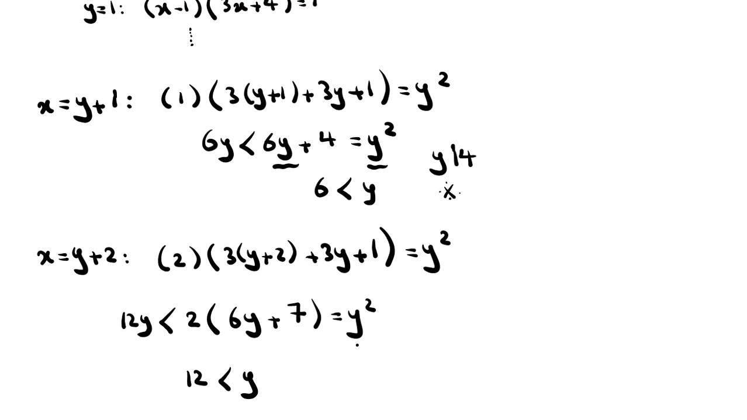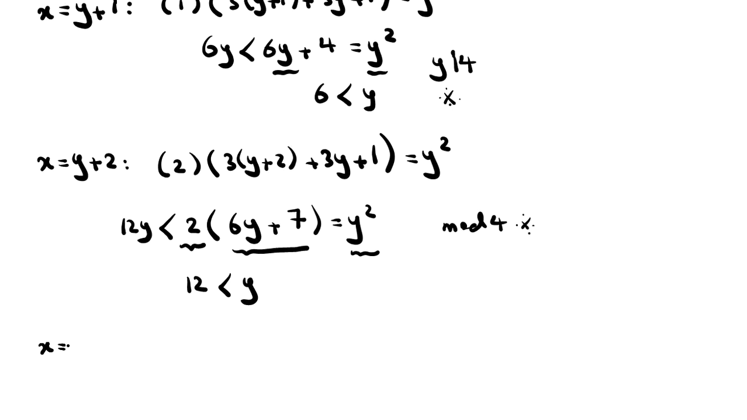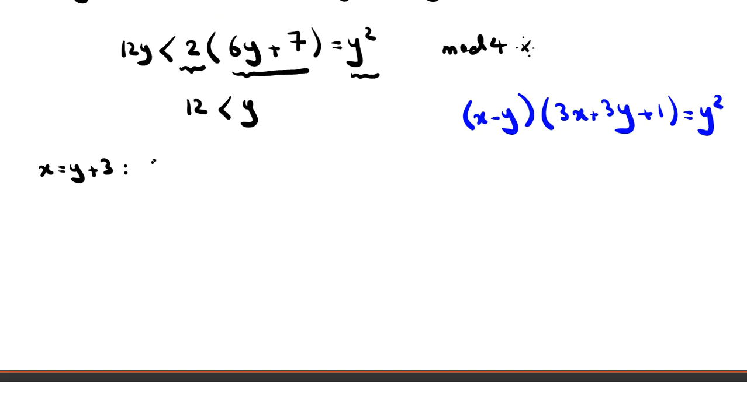We can say, okay, on the right side y is even, so the right side is a multiple of 4 because it is a square. But on the left side it is an odd number times 2, so it is not a multiple of 4. So if we reduce mod 4, we reach a contradiction. For the next one, if x equals y plus 3, then what is our main equation?